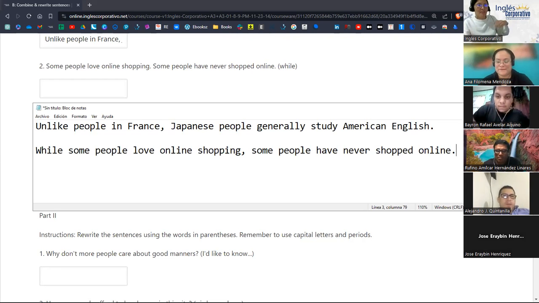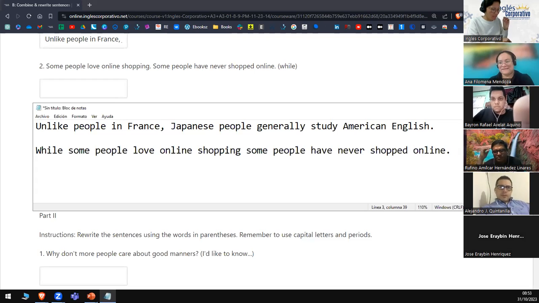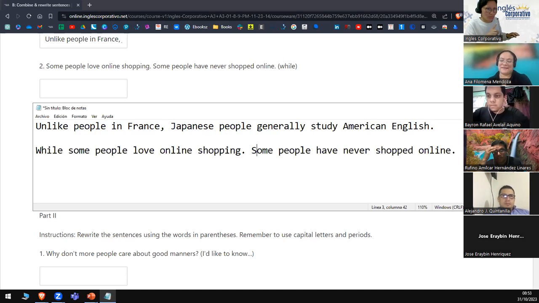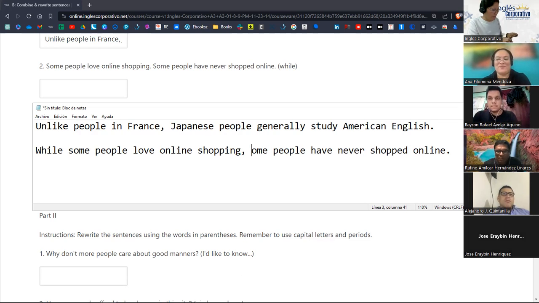O sea, estoy haciendo el contraste. Mientras que a esta gente le encanta comprar en línea, hay gente que nunca lo ha hecho, okay. Pero les voy a decir algo. En la plataforma hay un error. Y ese error es que aquí está la forma correcta. Yo utilizo la coma y luego some. Pero en la plataforma no está así. Y se los voy a pasar tal cual está para que no se los tome como error. Aquí en la plataforma la pide así. Dice, while some people love online shopping, punto, y empieza otra oración, some people have never shopped online. Pero quiero aclarar que esto es un error, es coma, así.